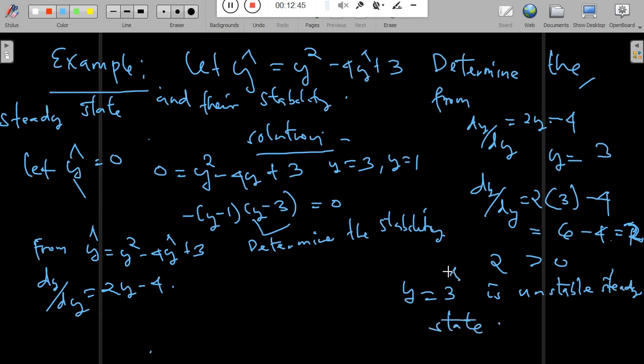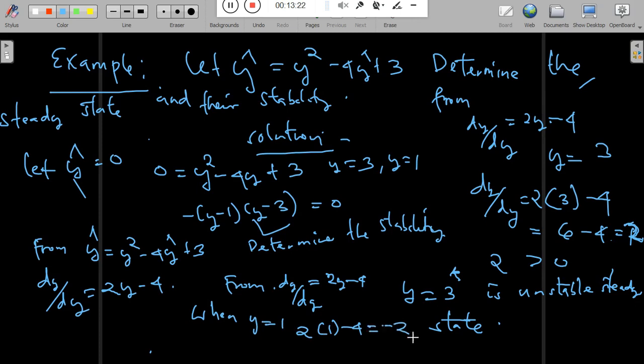Since the value 2 is greater than 0, that is an unstable value. We plug in the value of y, which is equal to 3, into the function. This will give you dy over dy is equal to 2y minus 4. Now plug in the value of y equal to 1. The answer will be equal to negative 2. Since negative 2 is less than 0, the value proves that it is stable.